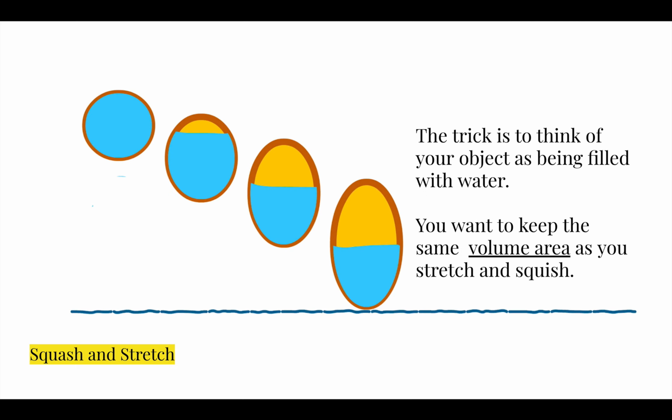But you want to think of your ball as being filled with water. If you only stretch it out, you can see how a cavity starts to form at the top of it. This means if you want to keep the same volume, have the same amount of mass, not only do you need to stretch it in one direction, you need to squash it in on the other.